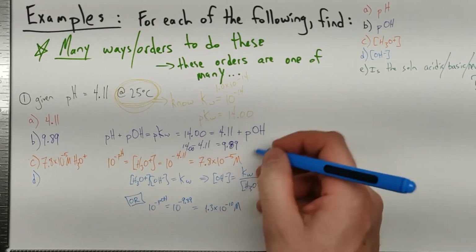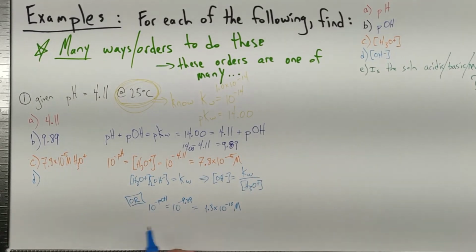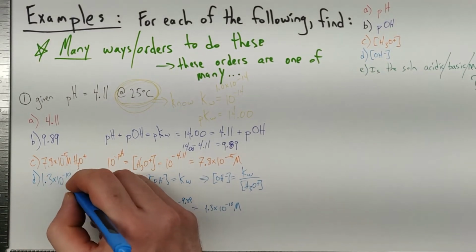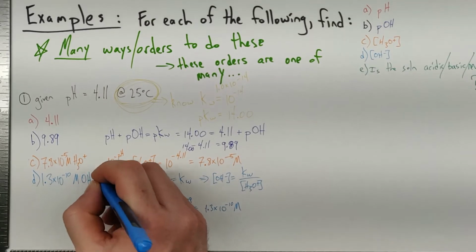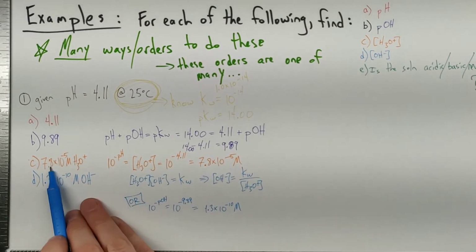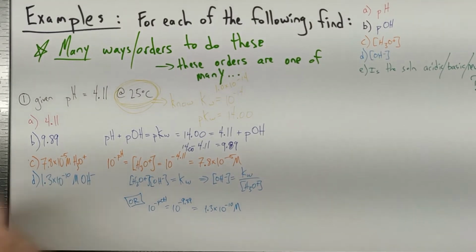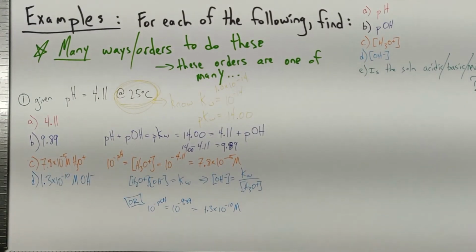Alright? And actually, that's what you'd get. I'm not going back and doing it. So, 1.3 times 10 to the minus 10th molar OH minus. And take note, we got sig figs, we got a unit, and we've got labels. These are all things that we need to be watching for. And hopefully the ink on these has dried enough that we can pay attention to our sig figs.